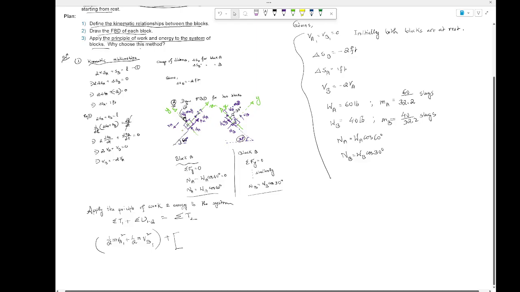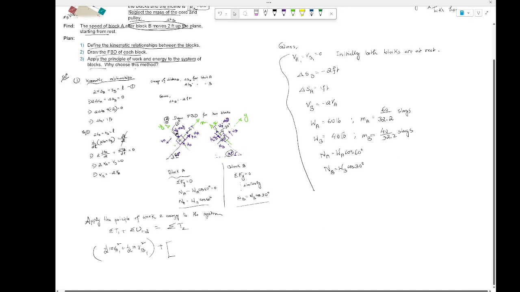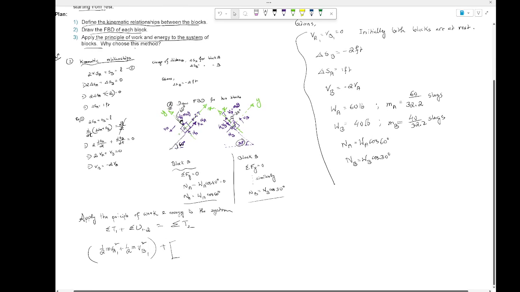Let's deal with block A first. So block A, you see, you have this normal force, right, which is 60. x direction force I'm talking, right?